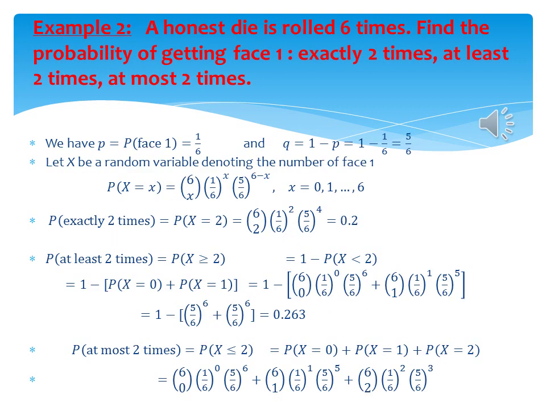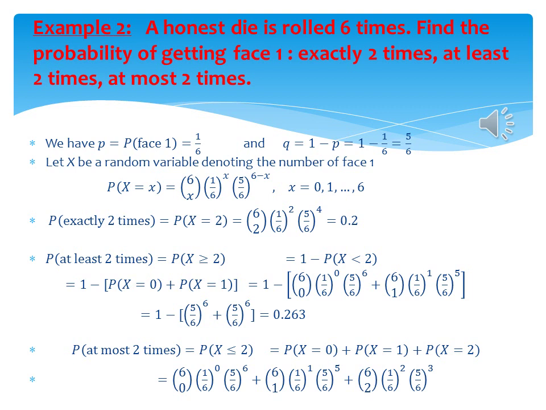Another example is the same as the last example. This example is about a die. We can operate on a die like we did on the coin. For the coin in the last example, the probability of each face equals half. But for the die, the probability of each face equals 1/6. So the die is rolled 6 times, so n equals 6.